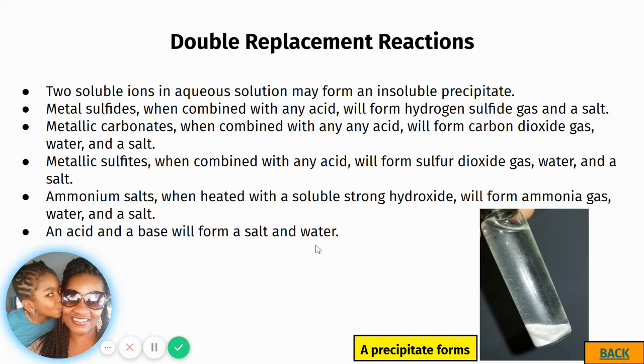Okay. And the next bullets talk about that. Metallic carbonates, when combined with any acid, will form carbon dioxide gas, water, and a salt. Metallic sulfites, that's SO3 with a 2 negative charge. So something sulfite, like a magnesium sulfite, that's a metallic sulfite. When combined with any acid, will form sulfur dioxide gas, water, and a salt. Ammonia salts, when heated with a soluble strong acid, will form ammonia gas, water, and a salt. And then an acid and a base will form a salt and water.